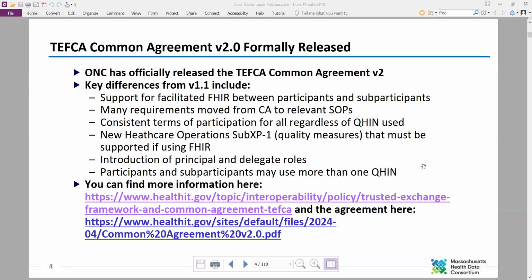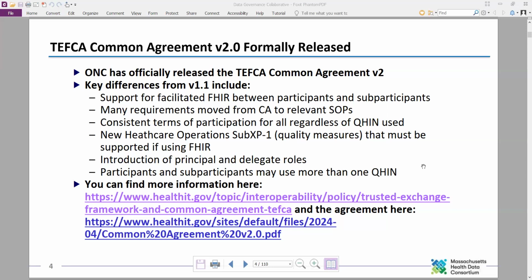Under previous versions of the common agreement, there were guidelines and frameworks for what the terms of participation should be, but each QHIN was able to make their own. Now they're standardized across all of the QHINs. There's also a new healthcare operations sub procedure 1, which is for quality measure data exchange. And if you're using a FHIR, you must respond to it.